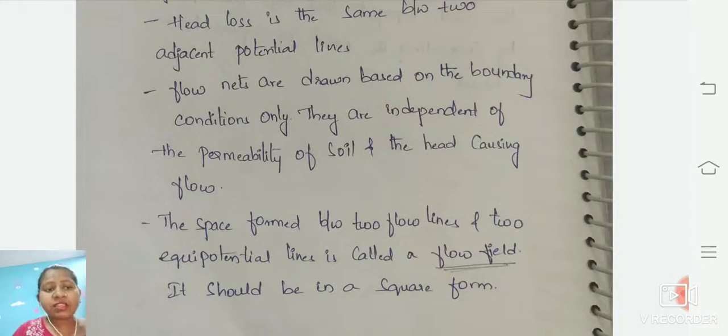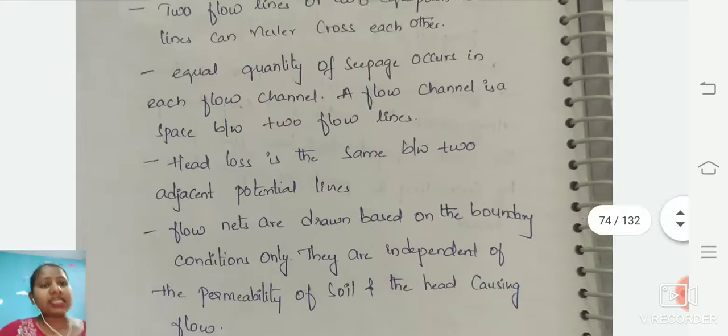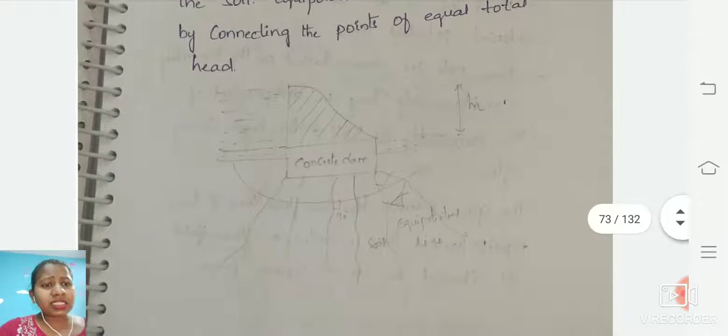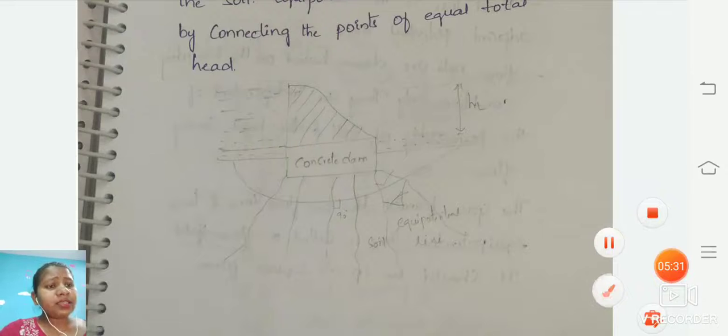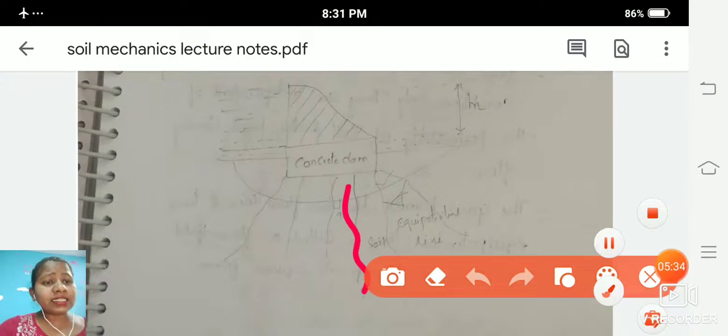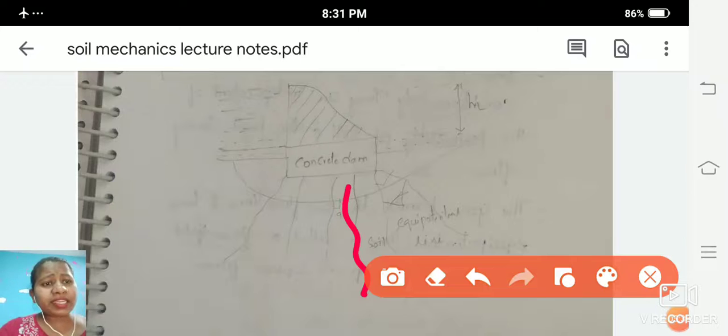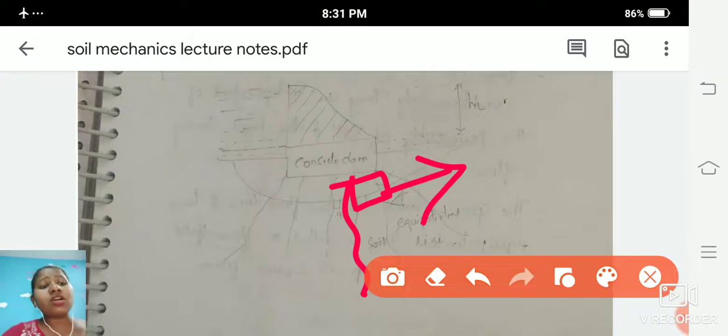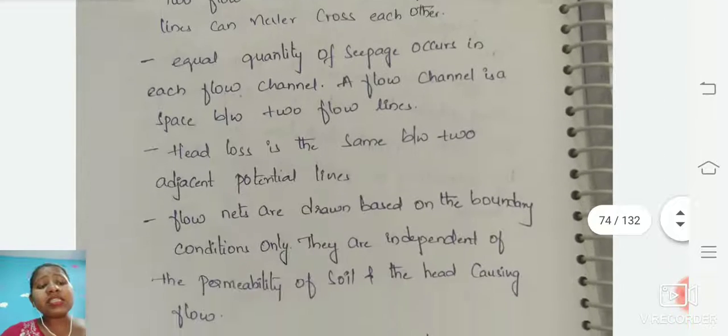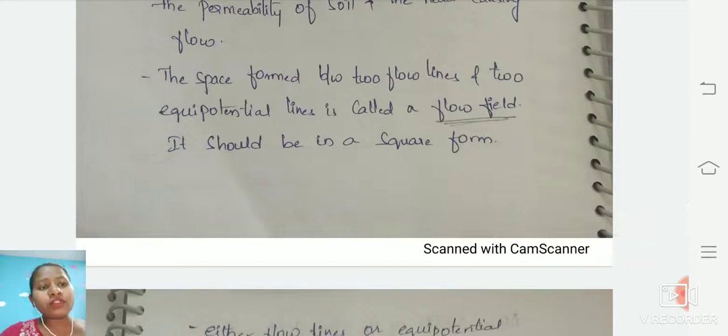The space between the two flow lines and two equipotential lines is called a flow field, and it should be in square form only. That means the space between the two equipotential lines, as I show you in the diagram, see here very clearly, the flow lines and equipotential lines form a square box here. So this space is nothing but your flow field here.